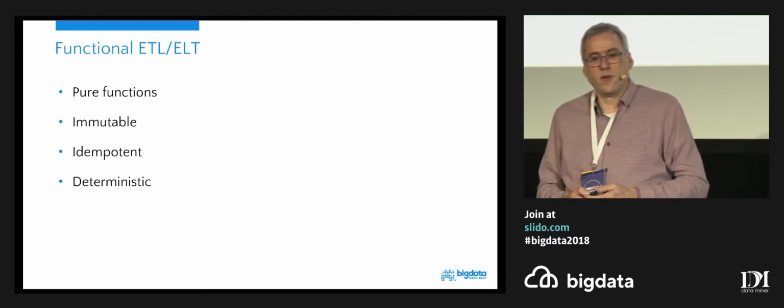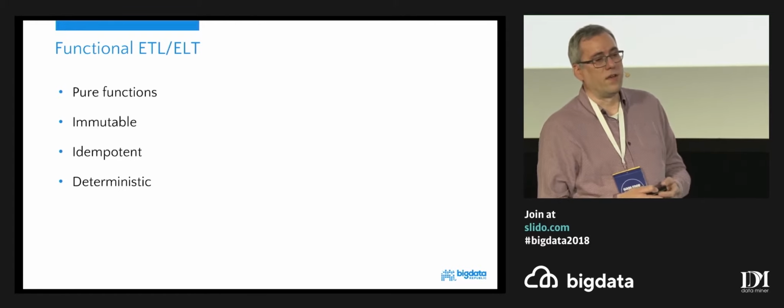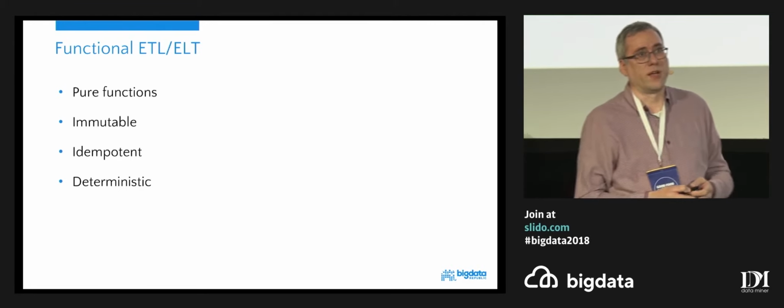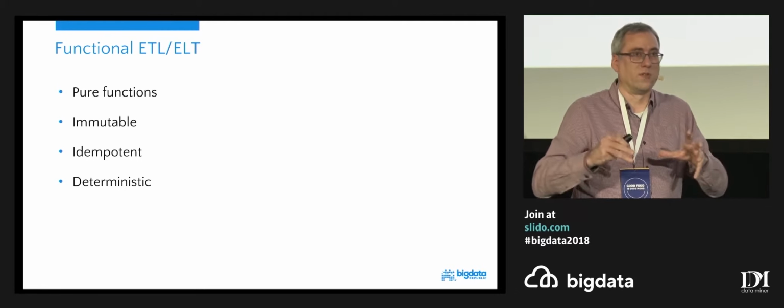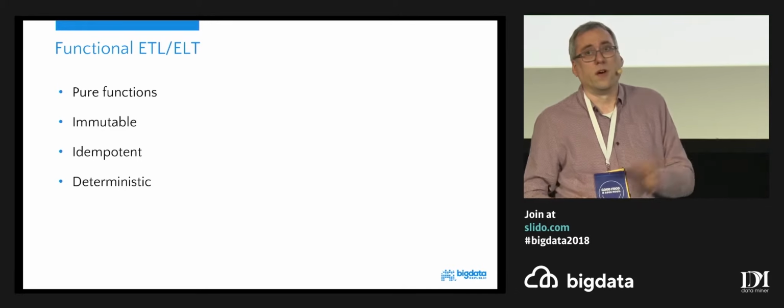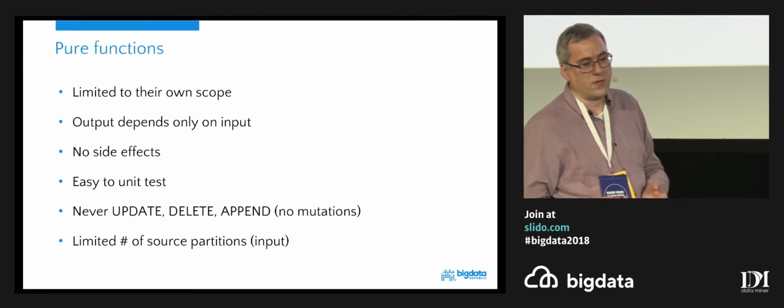So we're going to talk about functional ETL, and there are 4 keywords that are important there. One of them is the pure functions. I will explain what they are. And then there are 3 other concepts that are really important to also maintain to make the whole data pipeline functional. One of them is the pure functions.